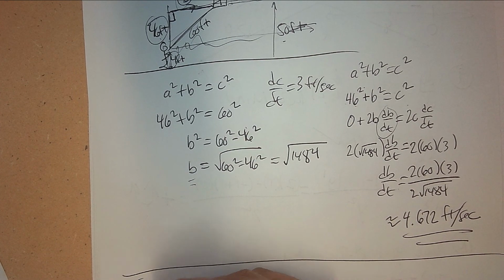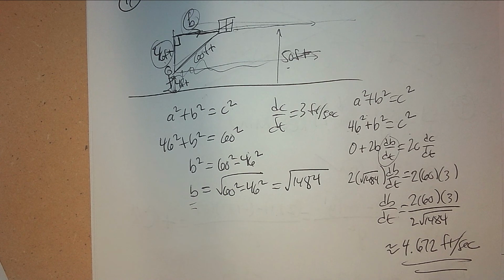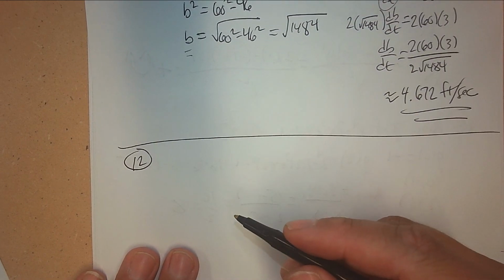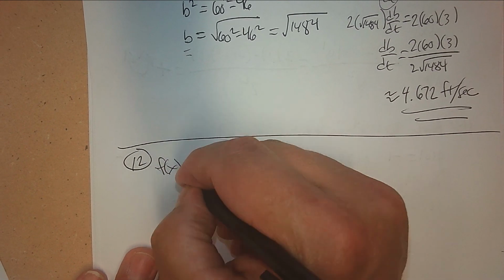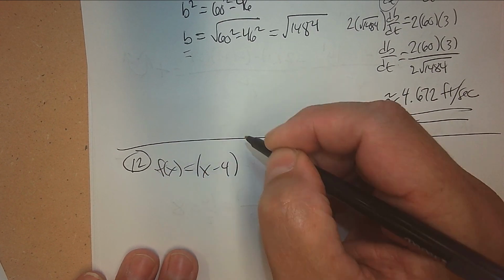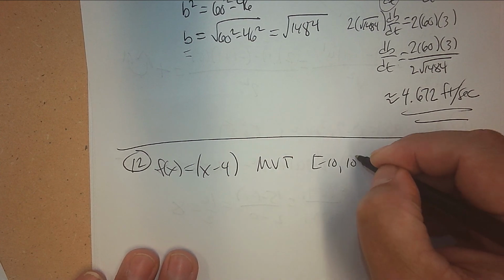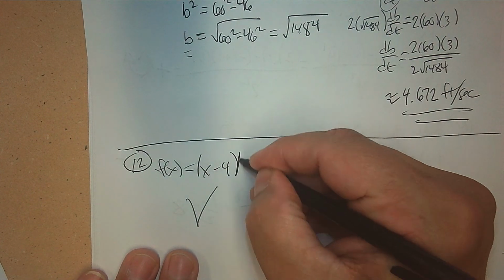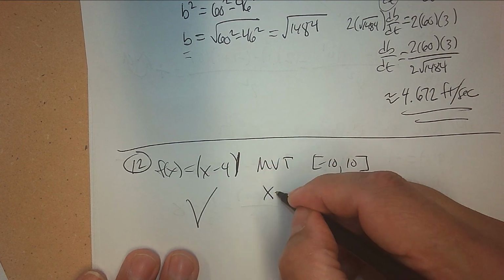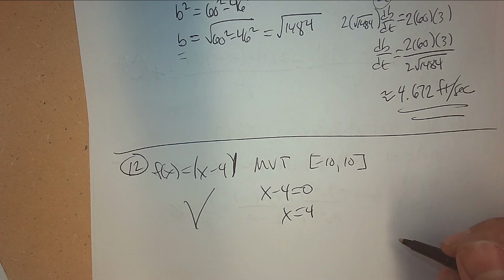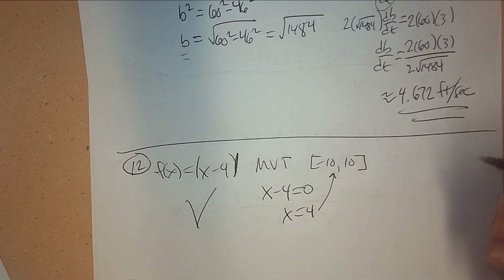Number 12, easier problem. So here, this is like the highest level type of problem, and then 12 is more of a basic problem. Number 12 says, does f of x equals the absolute value of x minus 4 satisfy the MVT between negative 10 and 10? Well, we know that this is a v-looking function, and that when you take what's inside equal to 0, at what x value do you have that corner? And is that in my interval? Yes.